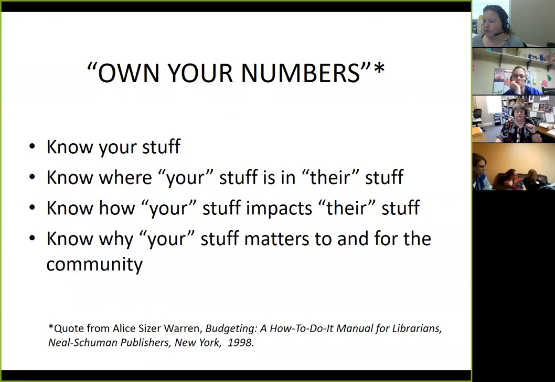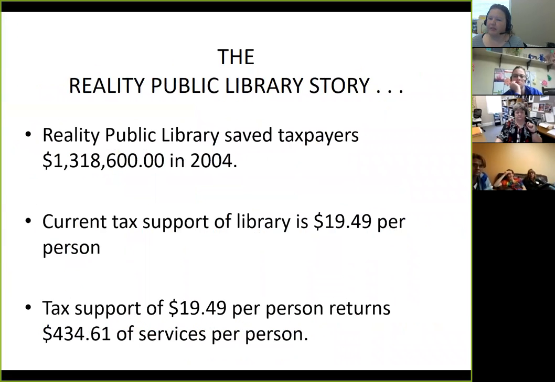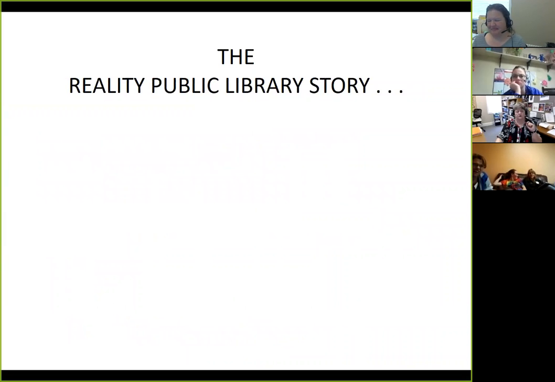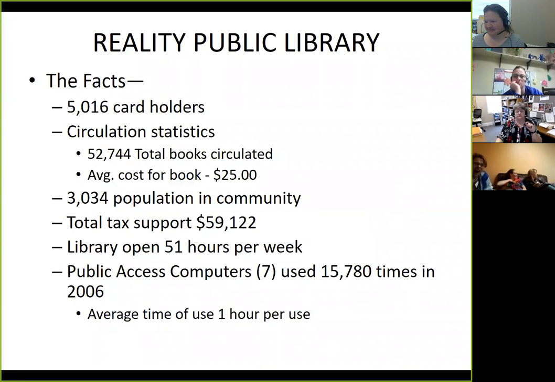We do have a question. Can you say once again how you found that $1,318? That was a couple of slides back, or 13 million, sorry. Okay, so let's go back here. Gotta back up a minute. So I had total circulations of 52,744 of books. Does that help?